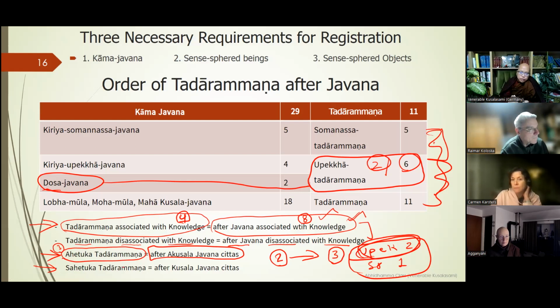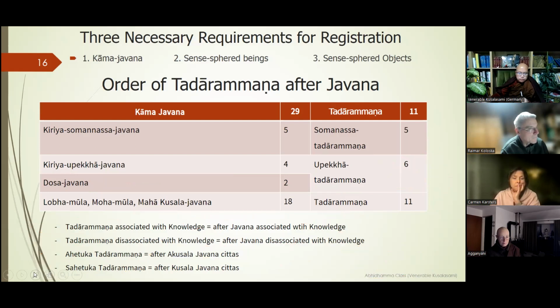And sahetuka Tadaramana after kusala Javana. So if one of the kusala Javana citta arises, after the Javana there must be sahetuka Tadaramana. So it means the possible Tadaramana is one of 8. Okay.